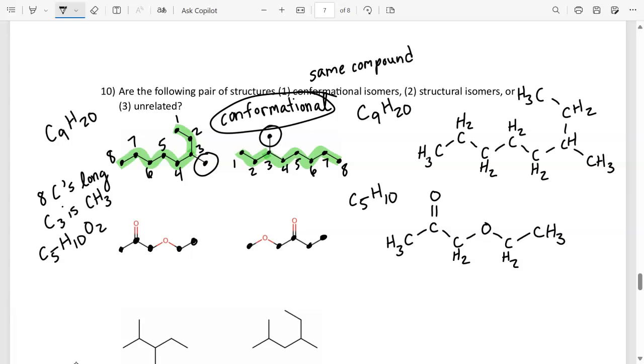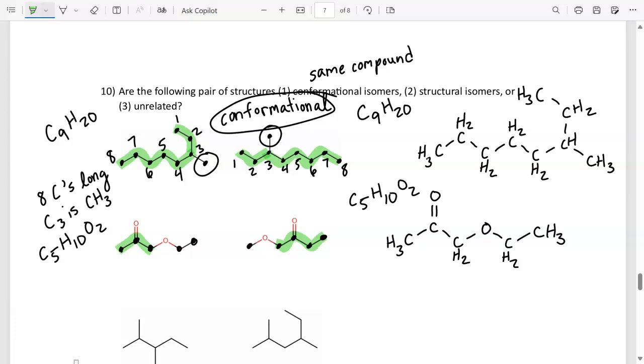So O2. Okay, they both have the same number of each type of atom, so we know it's either conformational or structural. And the next question is how long is the longest carbon chain? Okay, so here I can find 3 carbons without having to pick up my pen. And on this side, I don't want to start here because that's only 1 carbon before I hit the oxygen. So I'm going to start on the other side, and there I get 4.